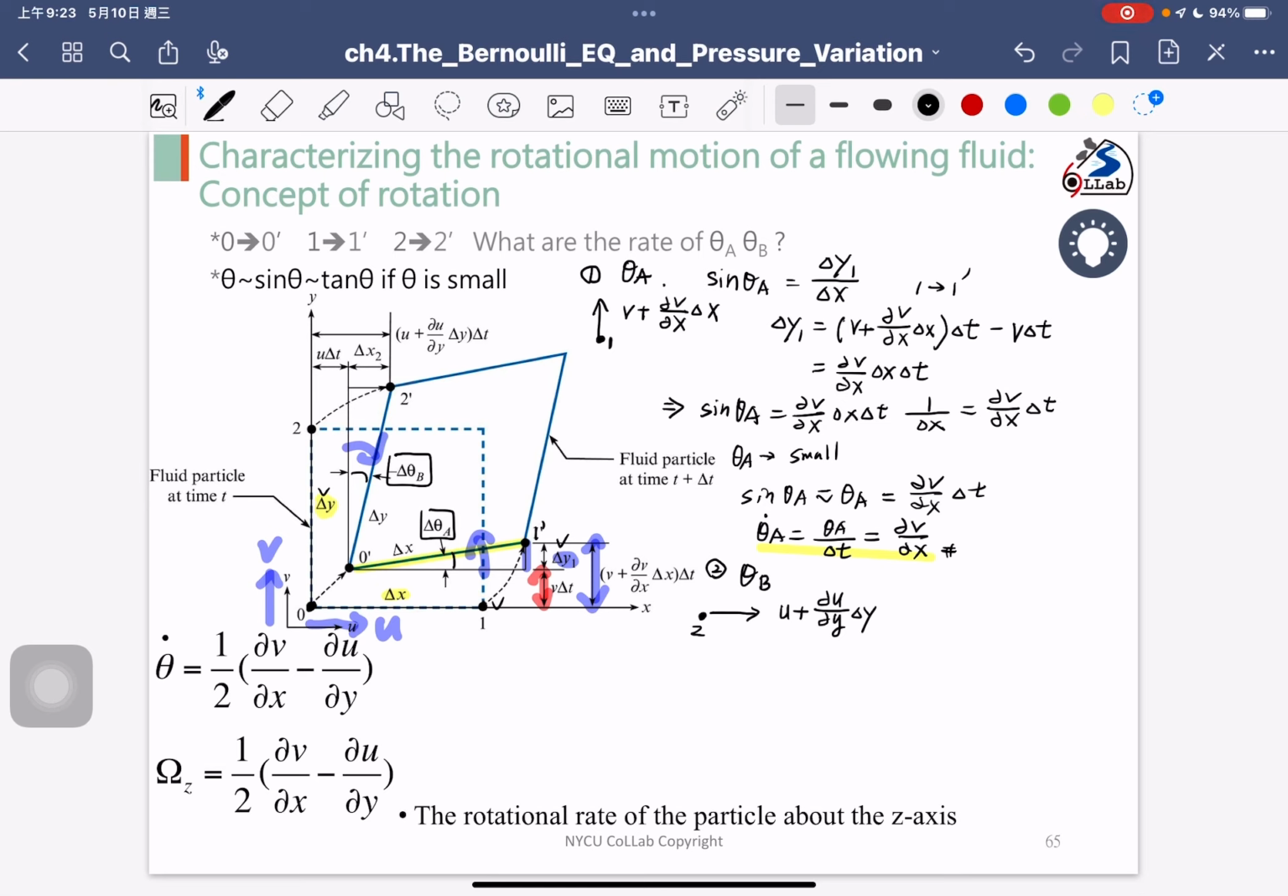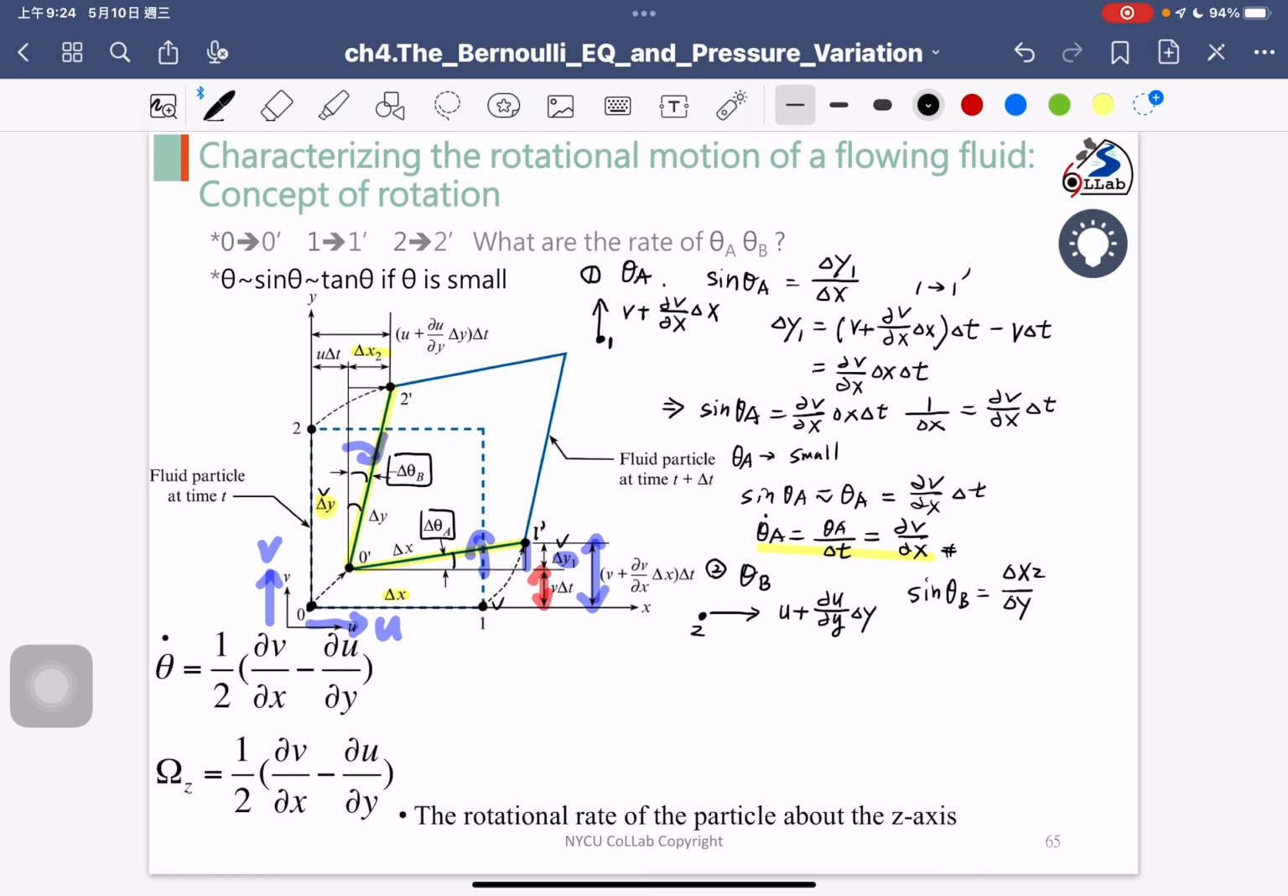Okay, and then similarly, we can write down the equation. What is the sine theta b? So we have theta b here, and the length is delta y, and the sine theta b will relate to delta x2. So we can write down the equation: delta y over delta x2 is the sine theta b.